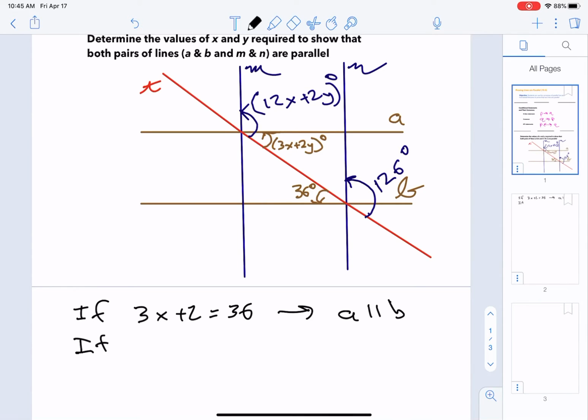If 12x plus 2y, there should be a y here too, plus 2y equals 126, then M is parallel to N.